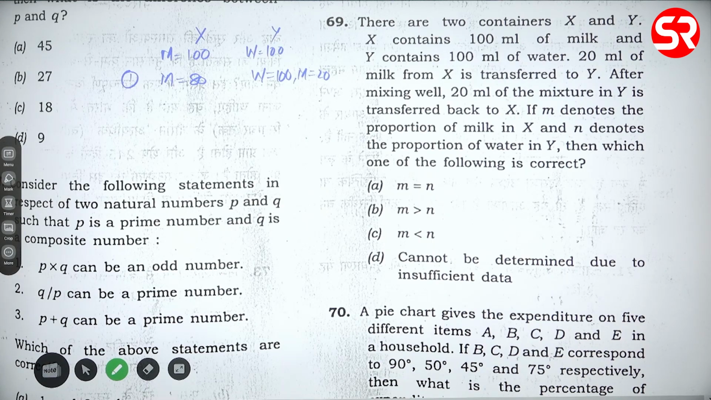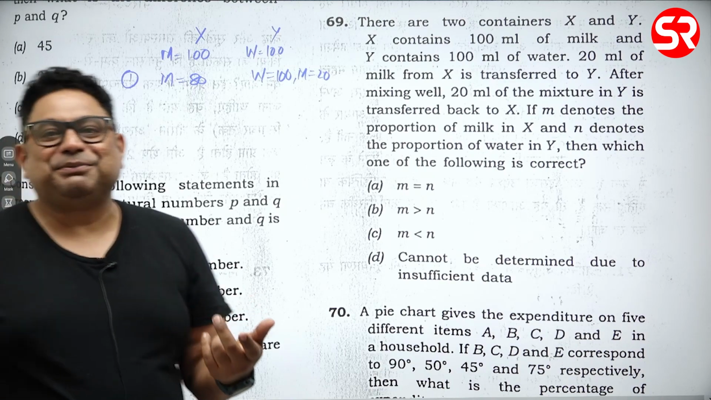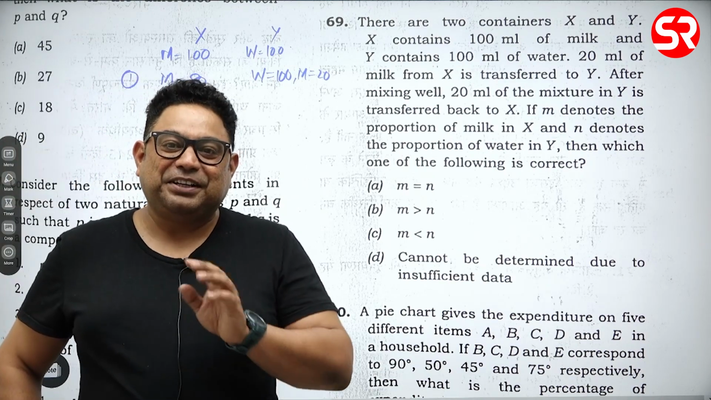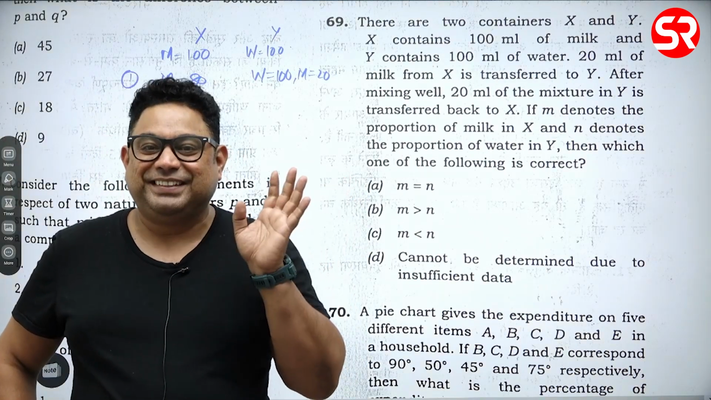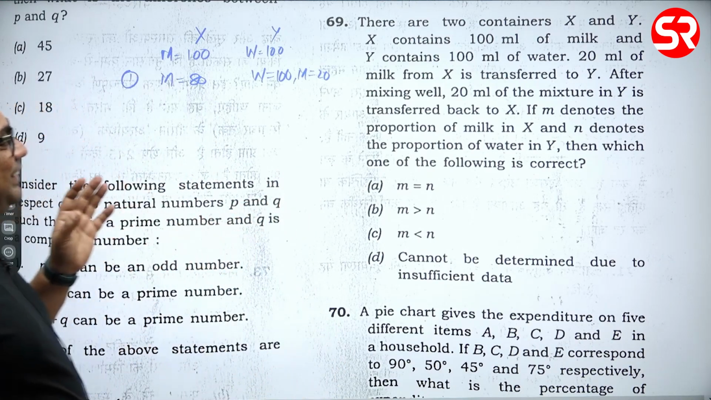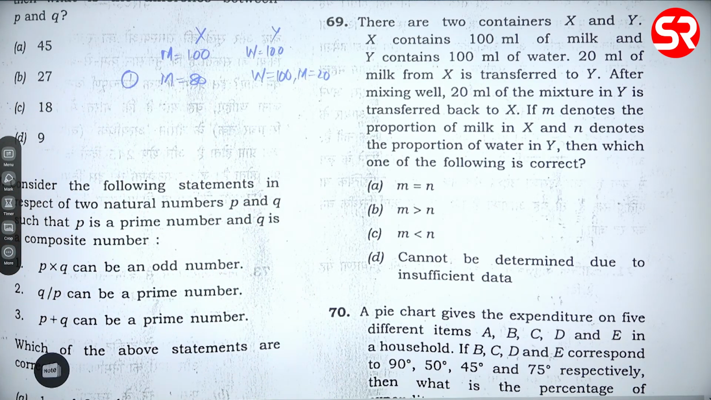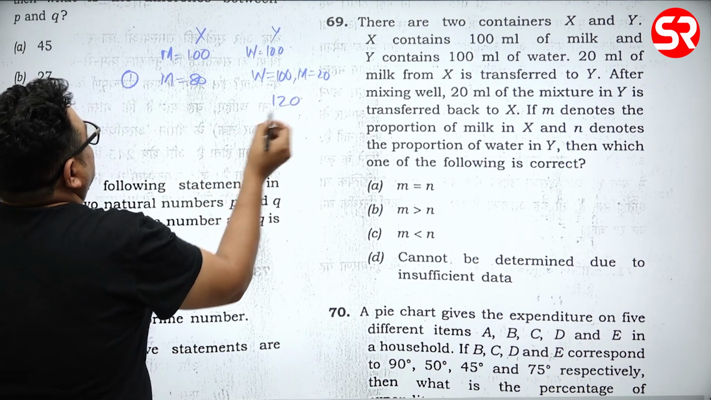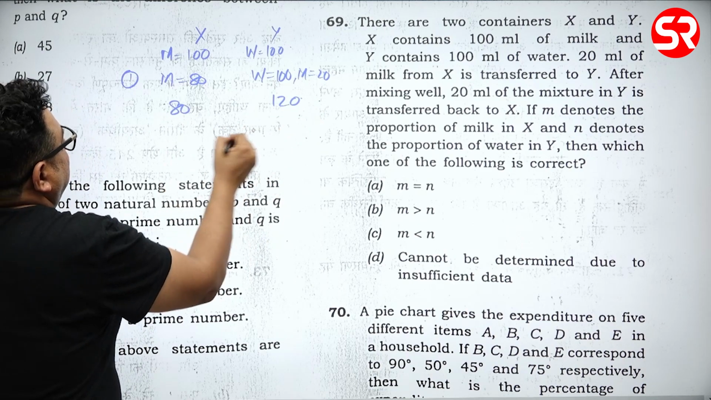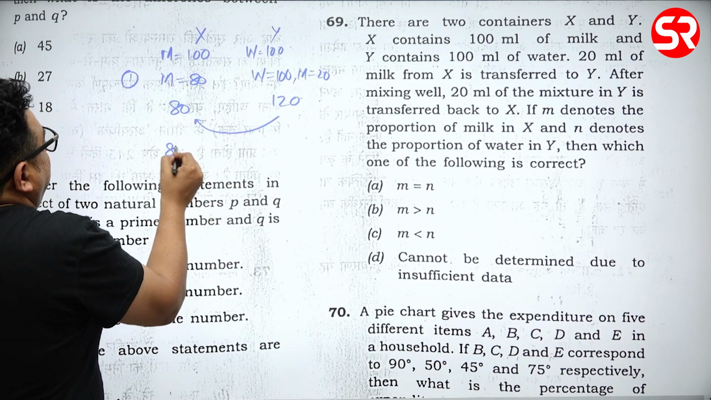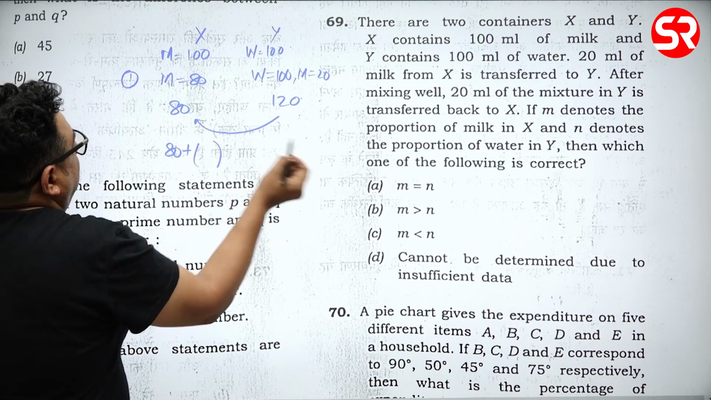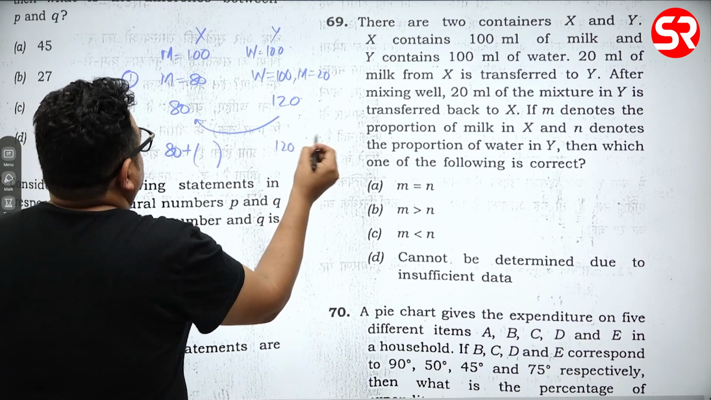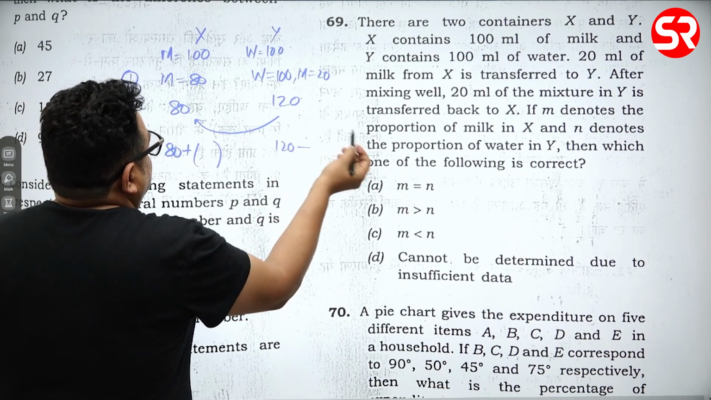After mixing well, he says. This is beautiful. This is UPSC, mixing well. He has not given you any chance that it is not being mixed. After mixing well, he says 20 ml of mixture in Y is transferred back. So now this is 120 of mixture and this is 80 of milk. So 20 is transferred over here. So 80 plus 20 over here, and this would be 120 minus whatever it is.